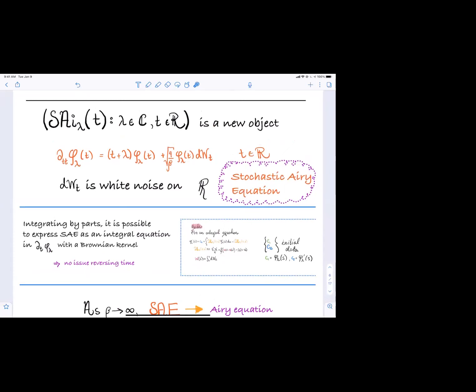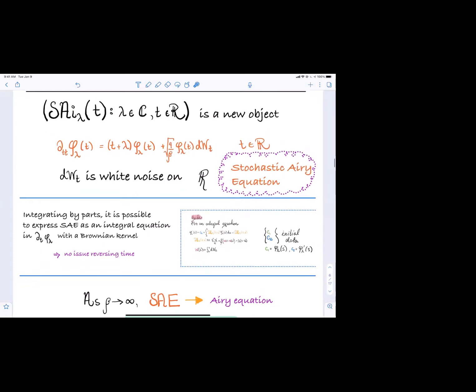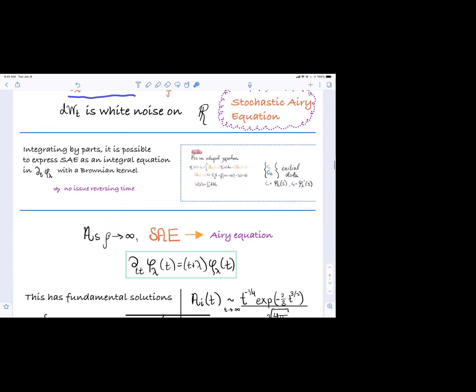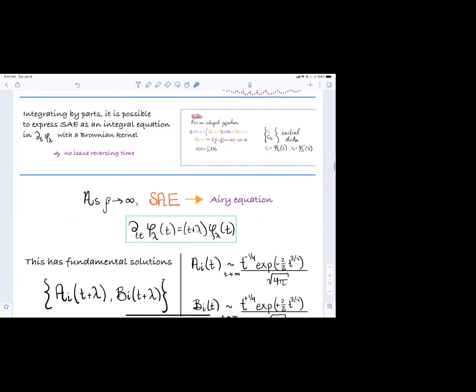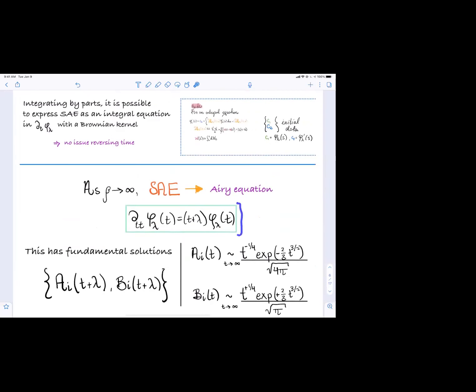To help set that up, I'm going to take the limit to start as beta goes to infinity, because when beta goes to infinity, this is going to go to 0. And what you're going to have is the Airy equation. If you do that, this is the Airy equation right here. Nice, well-defined classical equation.